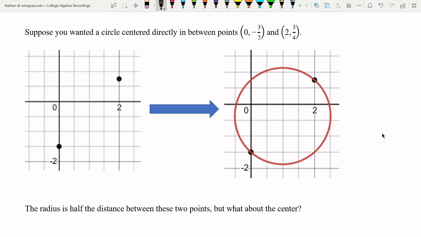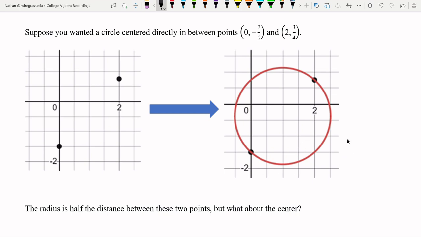Suppose you wanted a circle that's centered directly between these 2 points. I have them graphed here. This one's (0, -3/2), and this one's at (2, 3/4). So that's what these 2 points are. This is the circle we want to draw.